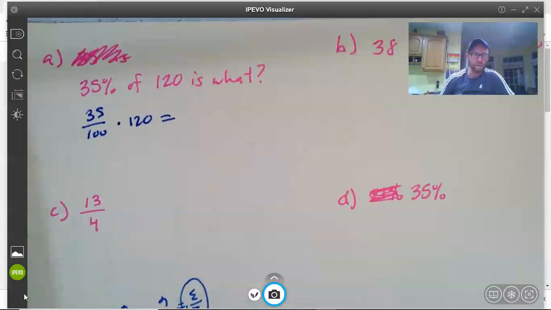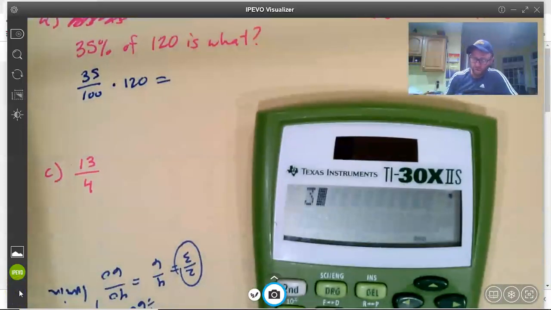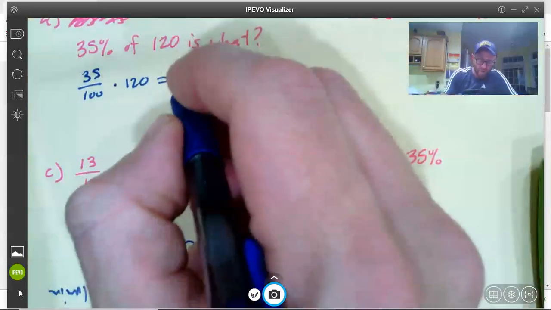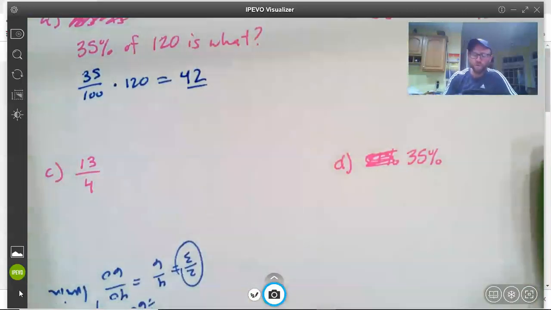I have to get my calculator out here. I'll get my good calculator. All right, I'm back with my good calculator. So let's see. 35 over 100 times 120 gives us 42. So 35% of 120 is 42.